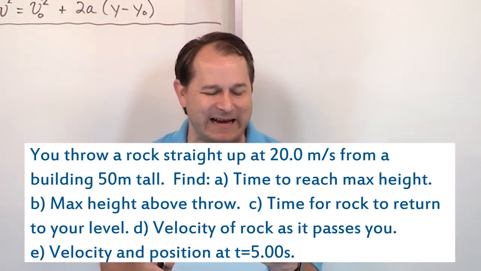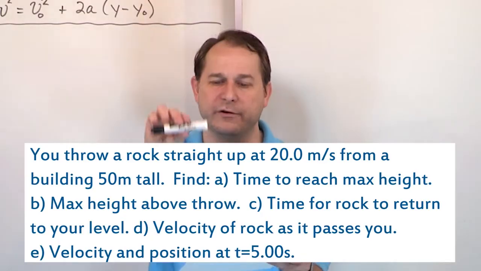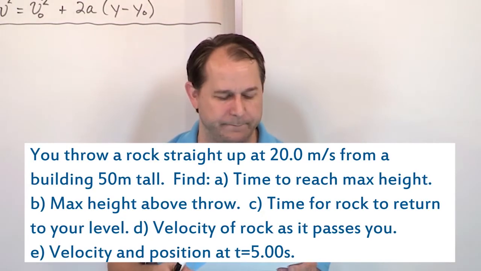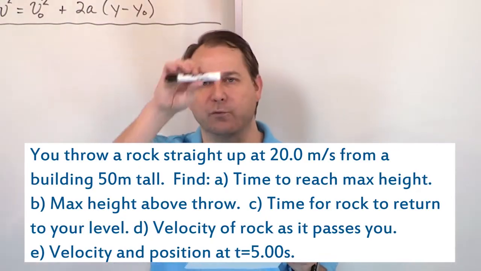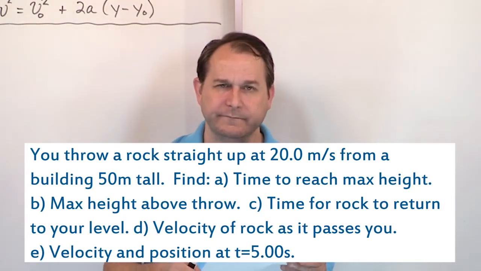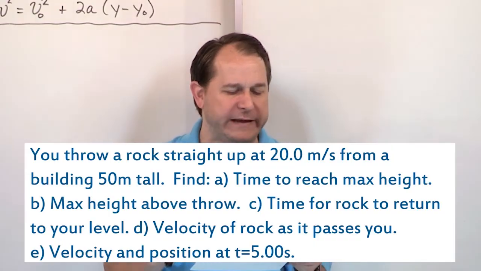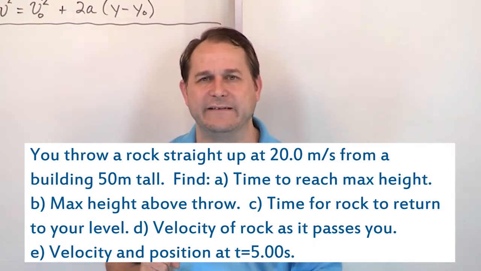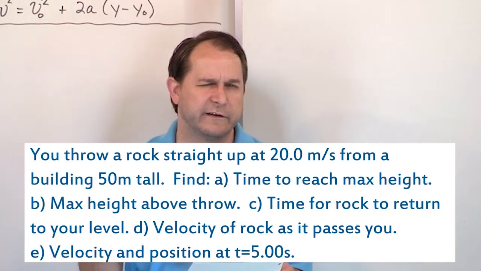Part C, what is the time that it takes for the rock to return down to your level, wherever you threw it from? The next one, what is the velocity of the rock as it passes you, where you threw it from? And part E, what is the velocity and position at t equals 5.0 seconds? So there's a lot of stuff here.